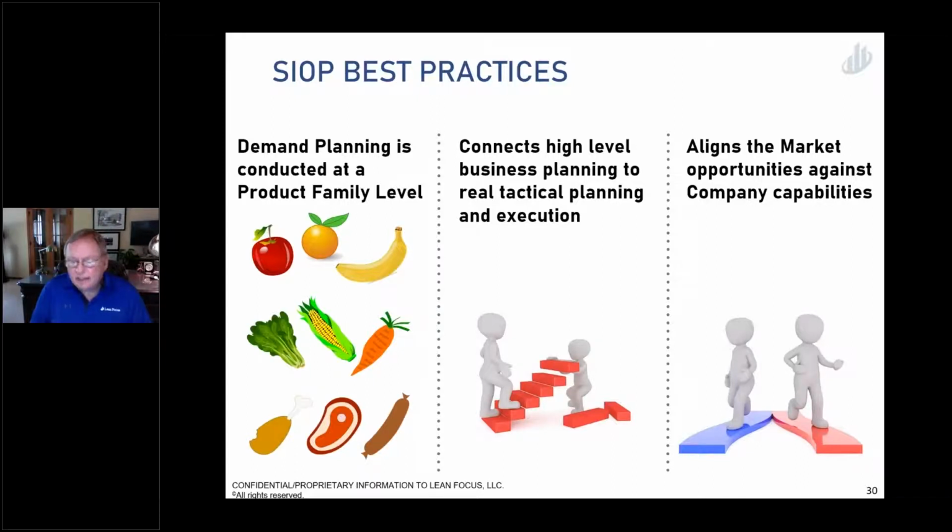Again, this is not a standalone process. It needs to be totally integrated with business planning and down to the tactical planning and execution, so that it's all integrated into a cohesive plan. It also aligns the market opportunities against company capabilities, so that you have a plan that will work.